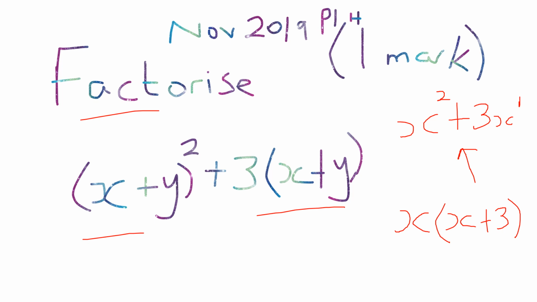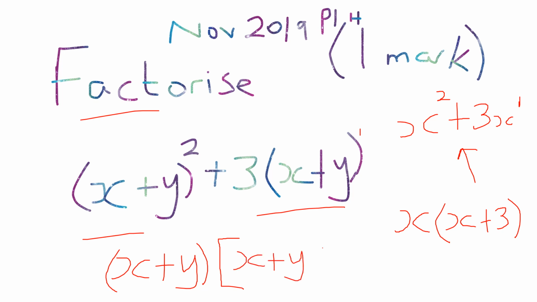All I do now is just replace x with x plus y. So factorizing this, I'm going to have x plus y outside my bracket, because that's the highest common factor between (x + y) all squared and 3 brackets x plus y. Remember, it's power of 1. Then I'm going to open a square bracket. I'm going to have x plus y, and I'm going to have plus 3.